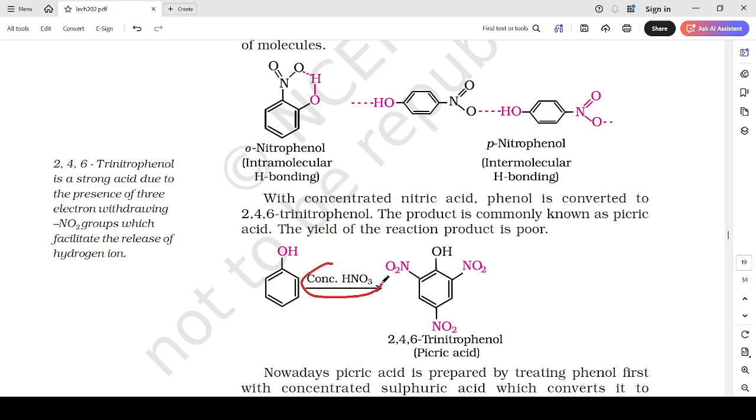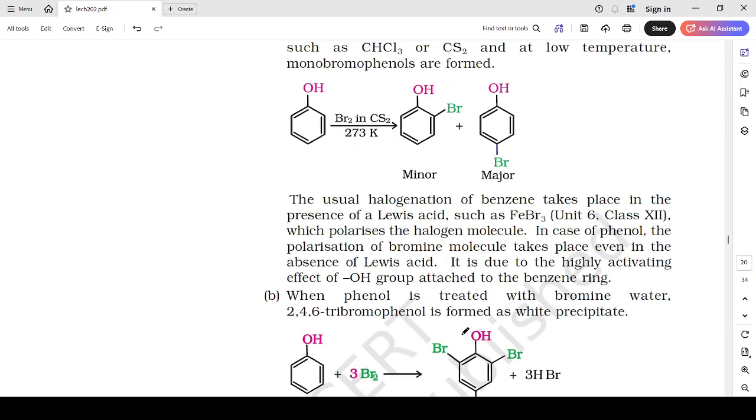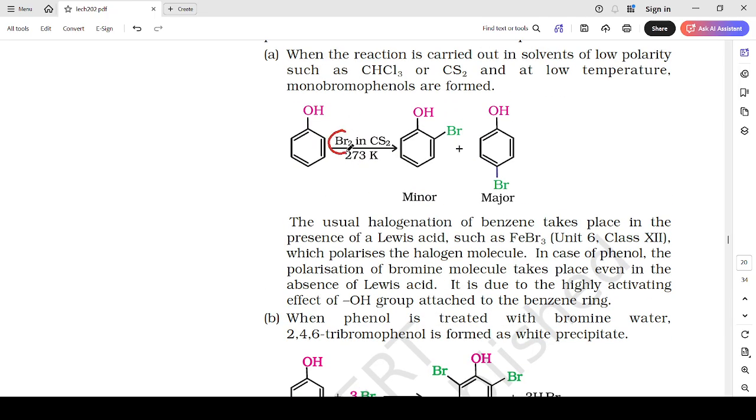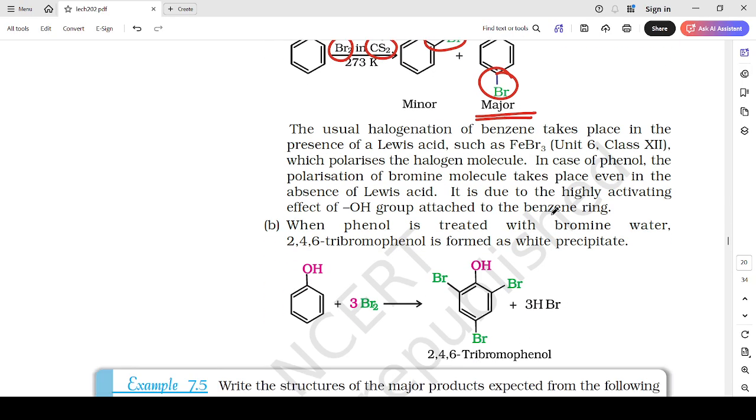It is steam volatile. Then in the presence of conc. HNO3, you can see this trinitro substituted product, which is white or colorless. The name of the compound is picric acid. If I'm using bromine in the presence of carbon disulfide, you can see I'm having two products here. Due to steric factor, the para product is the major one here.